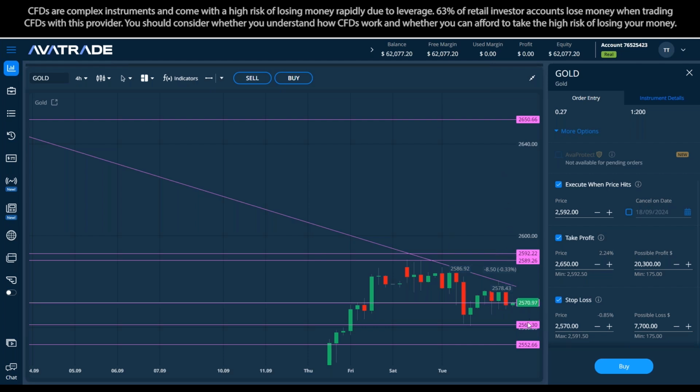Okay, and at some point, if it moves up, you could move your stop loss up to entry or somewhere into profit if you get a movement and you're afraid it won't reach your take profit before pulling back. Or you can do a partial close as well.